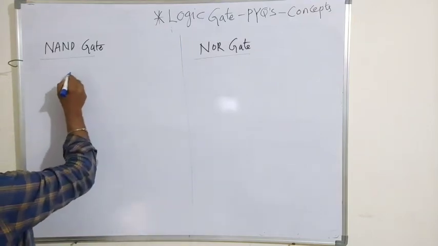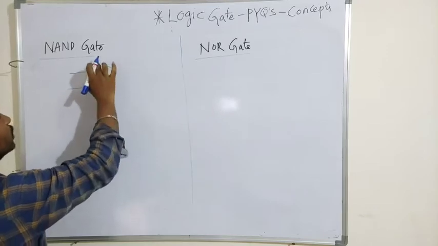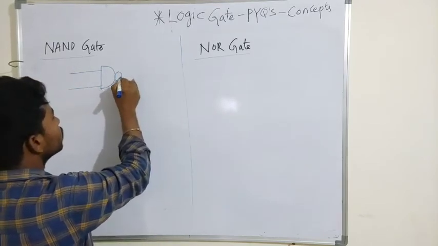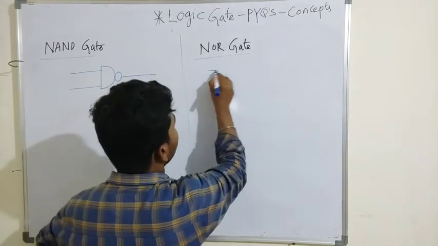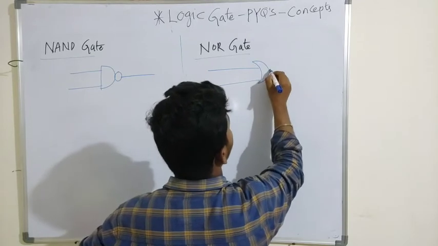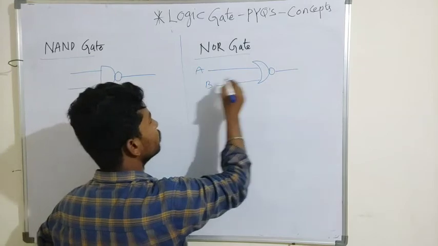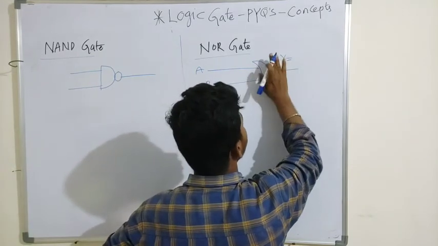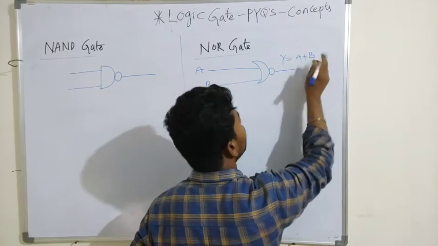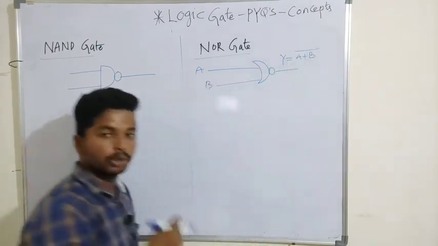So the logical representation of the NAND gate is nothing but an AND gate followed by a NOT gate. The logical symbol of the NOR gate is nothing but an OR gate followed by a NOT gate. So we will have A and B as inputs and Y equals A plus B. Because it is an OR gate, we have to add, and because it has one NOT gate, we have to complement the output.